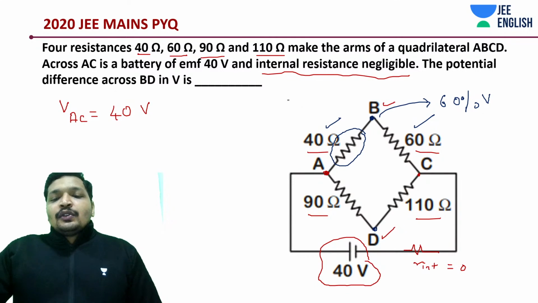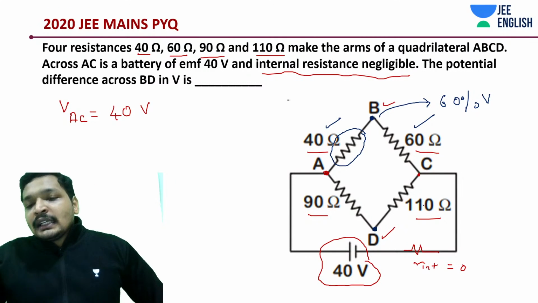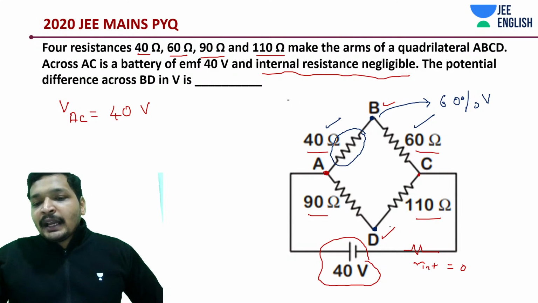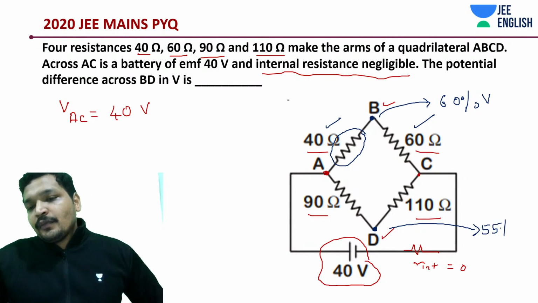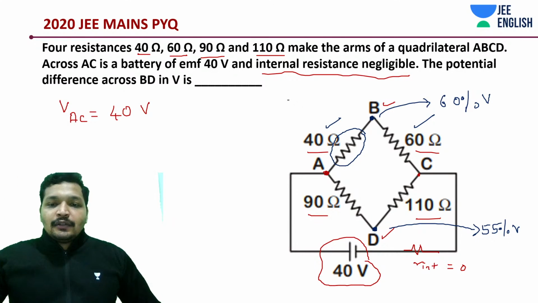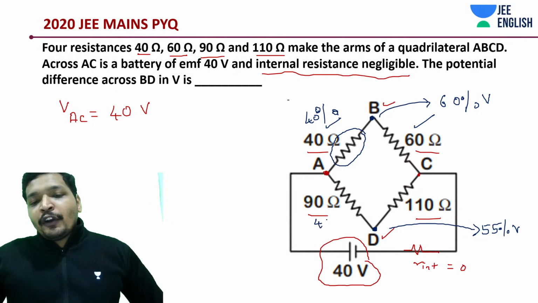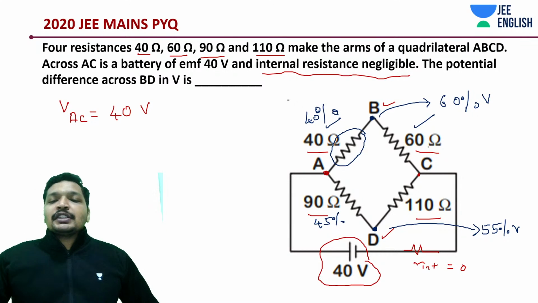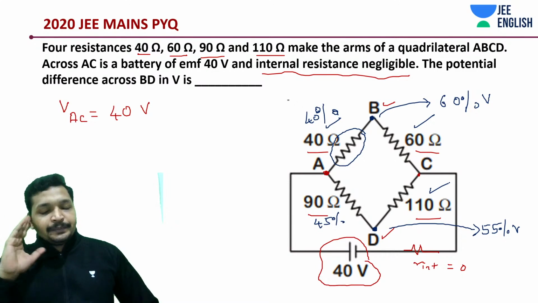Okay. So this is 90, 110 and this is how much? This is like 45%. Remaining is how much? 55%. Dropped is 40%. 40% is dropped over here. And this is how much? Like 45% is dropped over here. Remaining 55%, remaining 60%, which is going to drop on 60 ohms and 110.